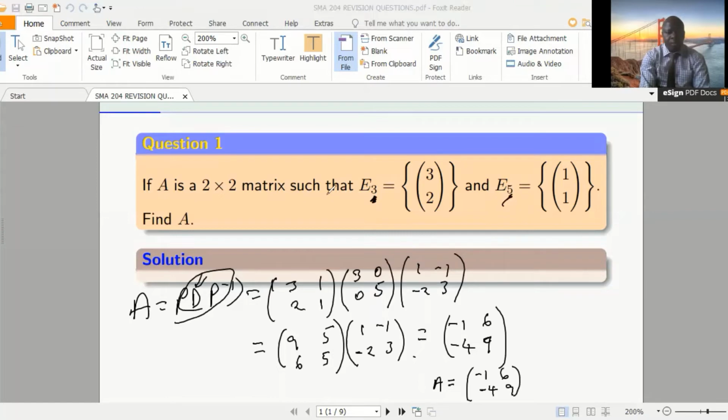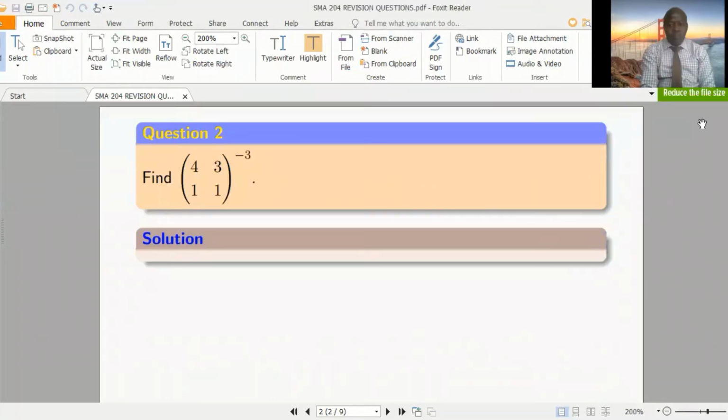So let's look at the next question. Now we have this question, we are asked to find this matrix raised to negative 3. Now it would be very easy to find this matrix raised to 3. There are 2 ways to do this question. The first is to notice that this matrix can also be written as the inverse of this matrix and then raised to 3.